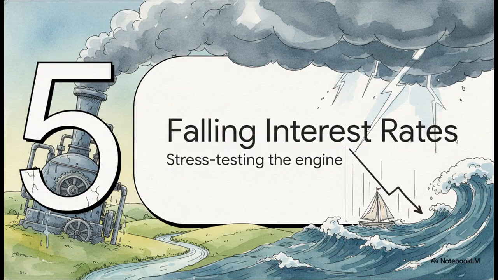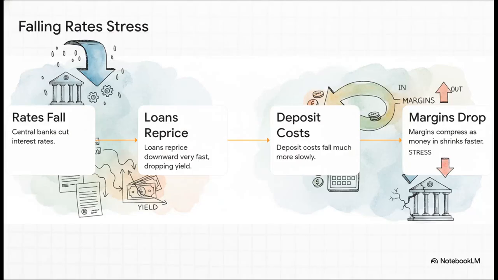Number 5. Surviving falling interest rates, stress testing the engine. Let's walk through this scenario carefully. When central banks cut rates, loans usually reprice downward very, very fast. Their yield drops almost immediately. But deposit costs, the money the bank pays out to us, well, they tend to fall much more slowly. And because the money coming in shrinks faster than the money going out, margins inevitably compress. This right here is the ultimate classic stress test for a bank's spread engine.